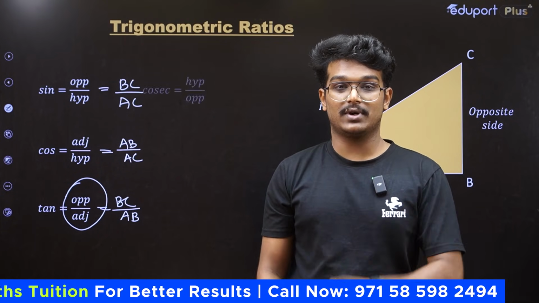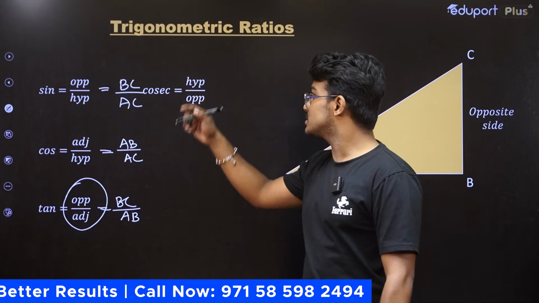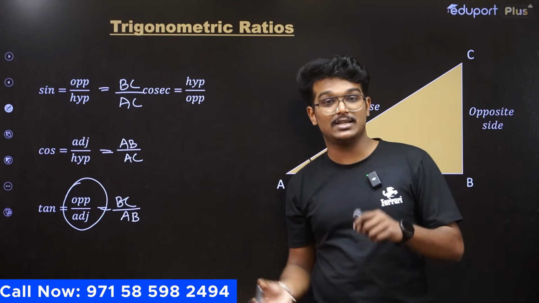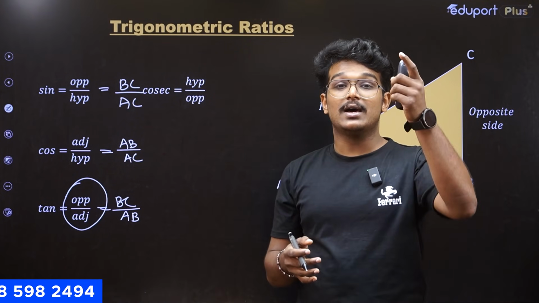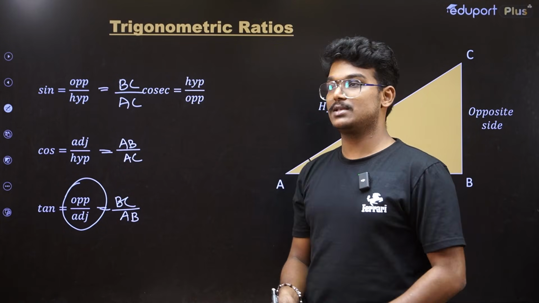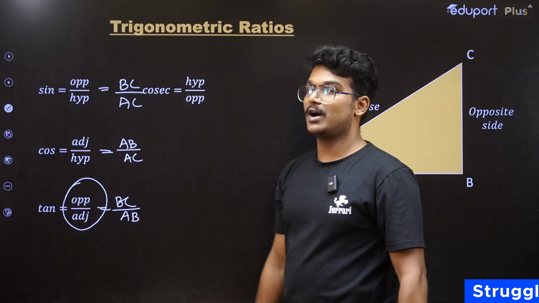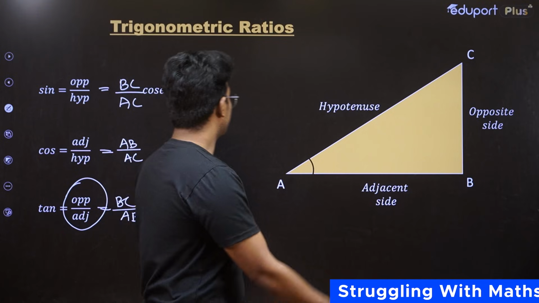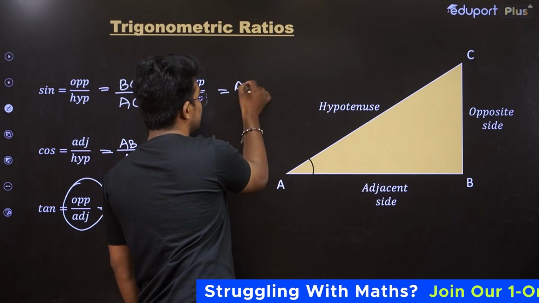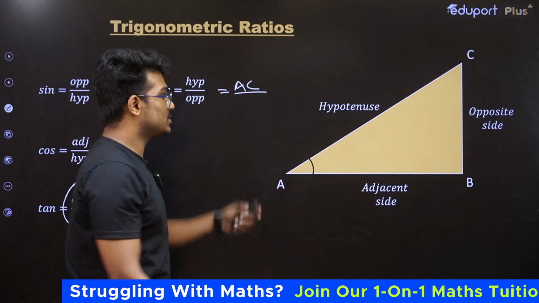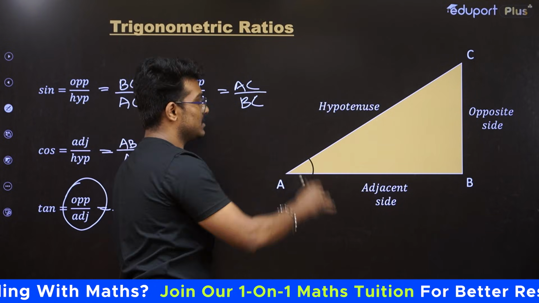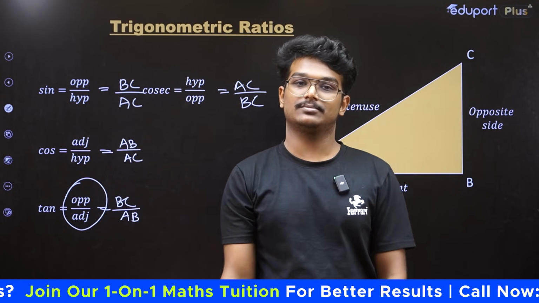The fourth one is cosec. Cosec is the reciprocal of sine. Cosec is equal to hypotenuse divided by opposite side. Which is the hypotenuse? AC is the hypotenuse and the opposite side is BC. So AC by BC is cosec.